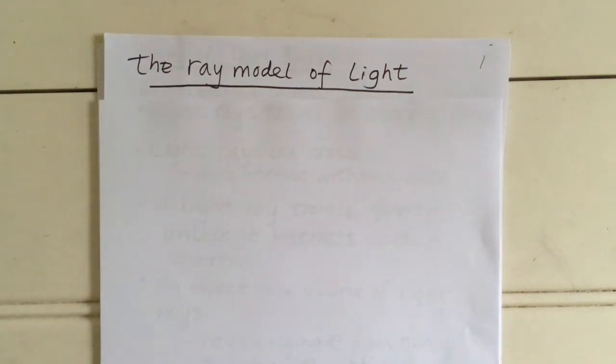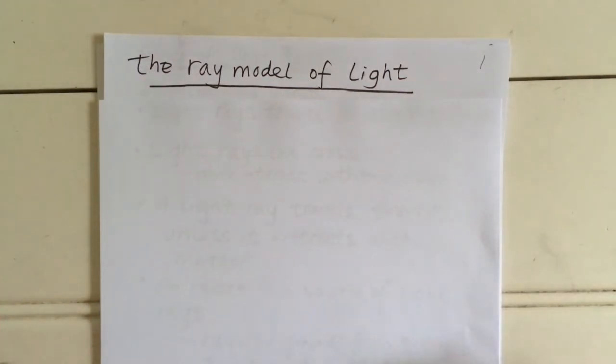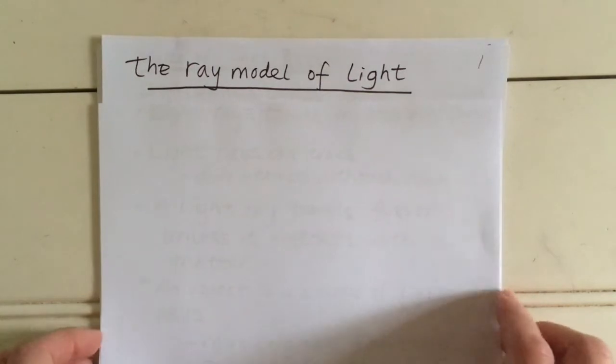We're going to continue our lecture on light, and this week we're going to talk about light rays and how they produce images in flat mirrors and curved mirrors. We'll talk about the law of reflection, angle of incidence, angle of reflection, and specular versus diffuse reflection. So, two types of reflection.